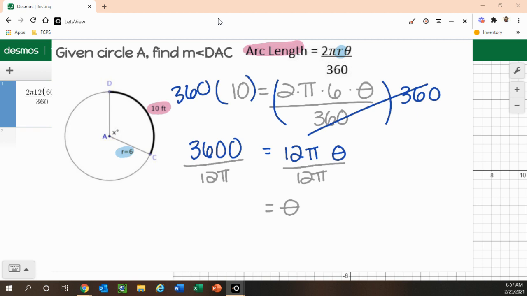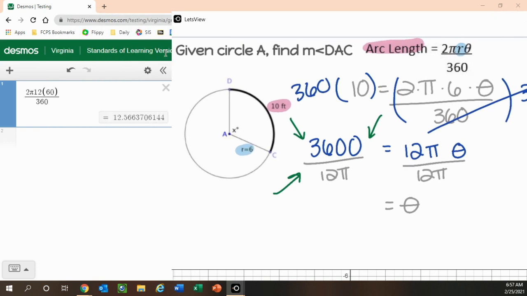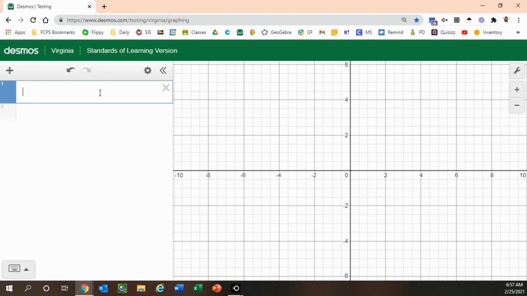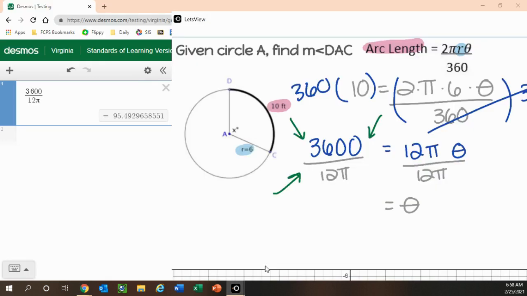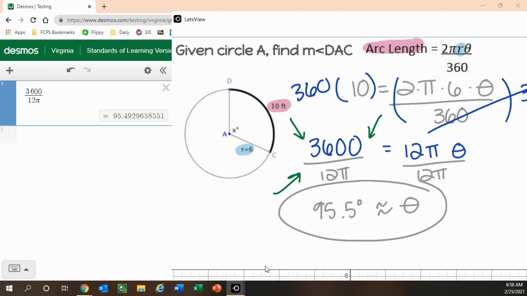Again, you're going to head over to Desmos. In Desmos, we have 3,600 divided by 12 pi. That tells us that our angle, our theta, is about 95.5 degrees. Okay, all about just using that formula and working backwards.